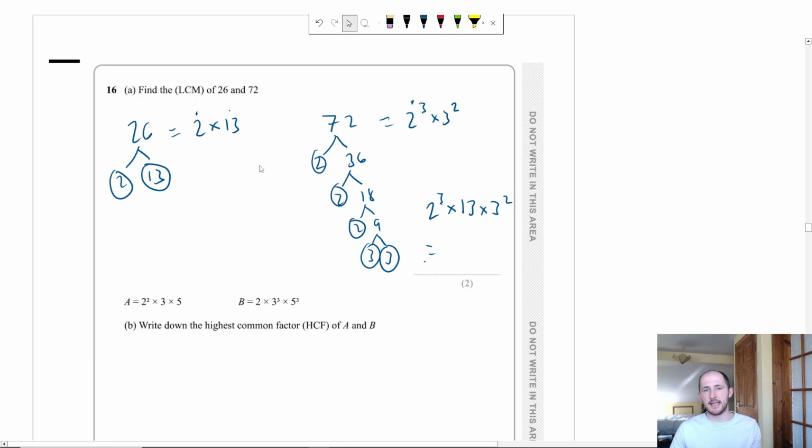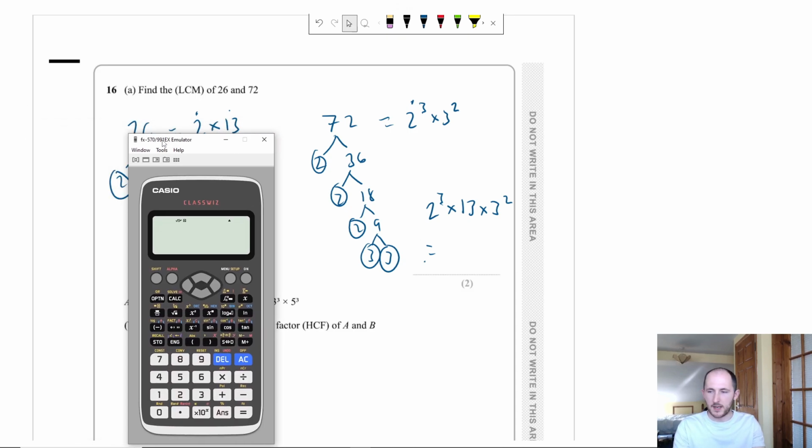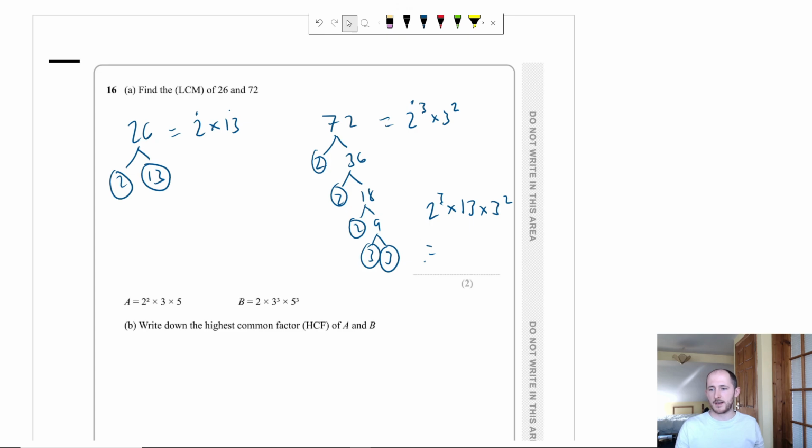Okay? So if we look at this next question just as an example, all we would take for the lowest common multiple is the highest power of each number. So 2 squared and 2, so we'd take 2 squared. Then we'd take 3 cubed, highest power, and then 5 cubed as well, because we want the highest number, okay? So let's quickly whip out our calculators, type this in. We've got 2 to the power of 3 times 13 times 3 to the power of 2. 936 as our answer, okay?